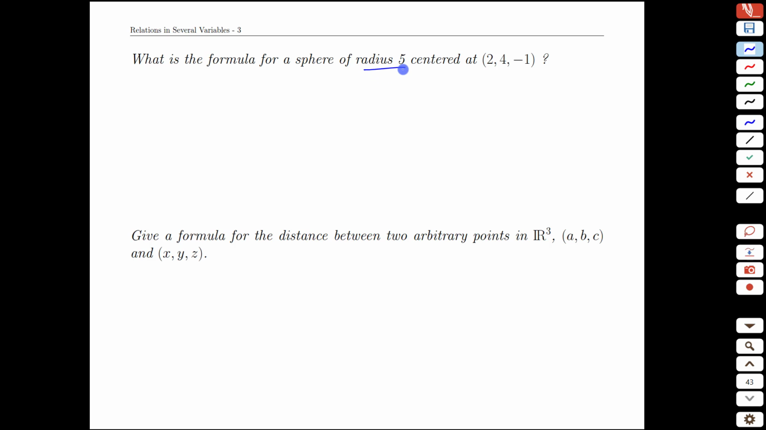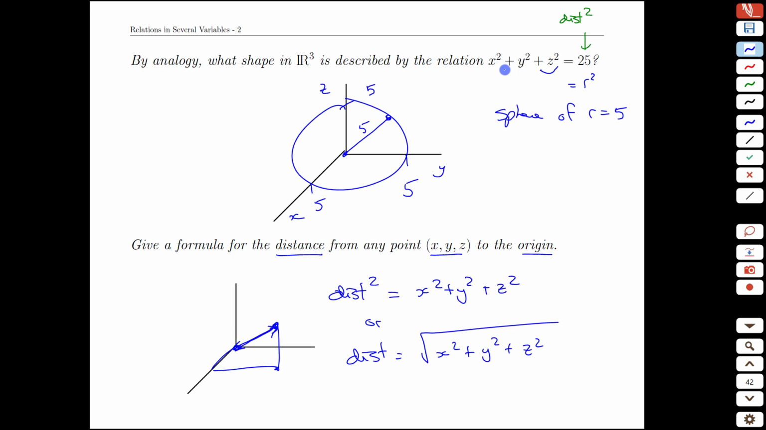If we want a formula for a sphere with radius 5 and centered at 2, 4, -1, we already have some essential ingredients here. It's going to be something with x squared, something with y squared, and something with z squared equals 5 squared. That's modeling off of our canonical example here where the center's at the origin.